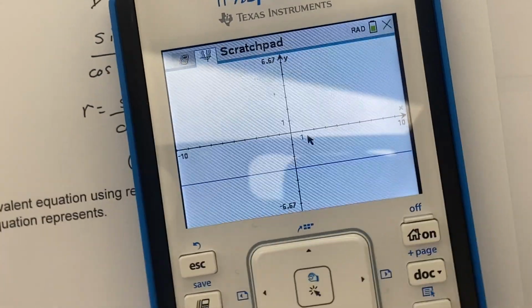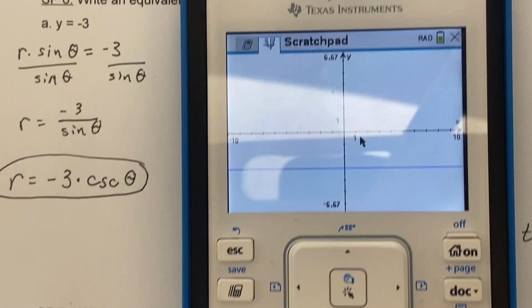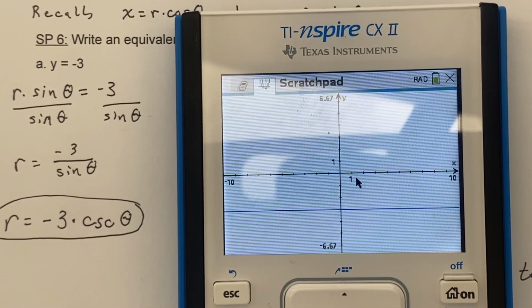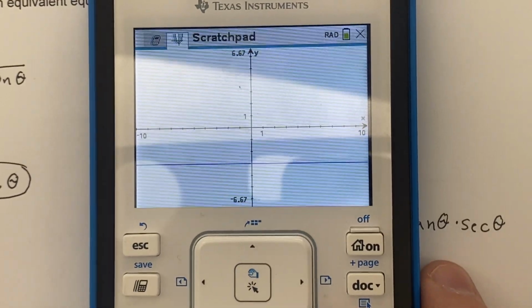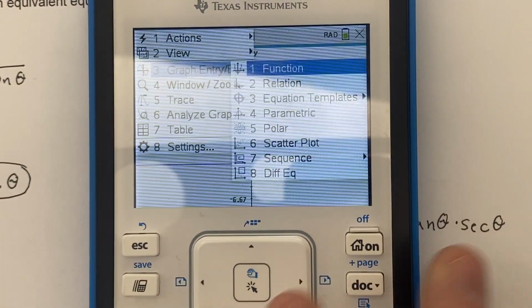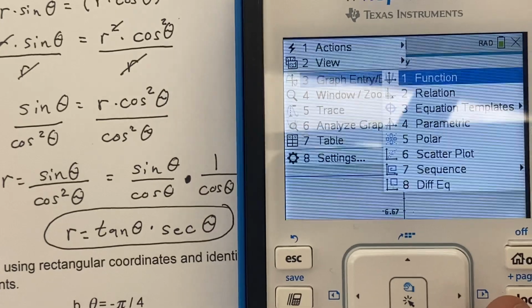And there we go. Now let's kind of make some sense of it. What was the original line of y is equal to -3? Straight line, horizontal line, going through that value of y is equal to -3. And sure enough, when we type in -3 cosecant of theta, when we're in our polar coordinates, we get the exact same horizontal line going through -3. So they match up, which is a good thing. You can go ahead and type in the second one if you want to. Play around with it. Now we'll type in tangent times secant.